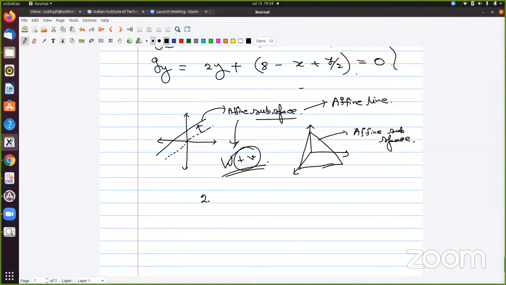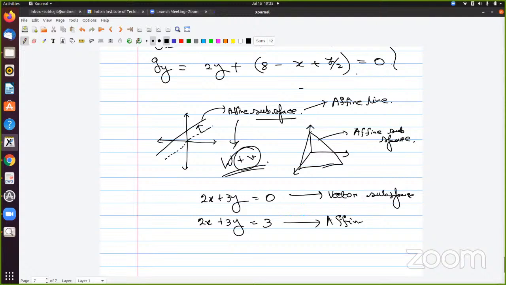So if you are given a line like 2x plus 3y equals 0, this is a vector subspace, right? Now if you translate it parallelly, 2x plus 3y equals 3, this is your affine subspace. Clear? Yes.